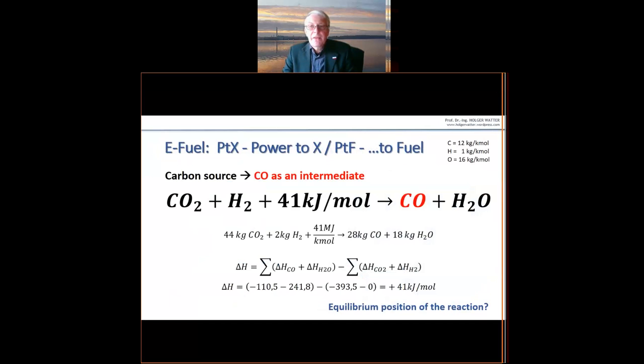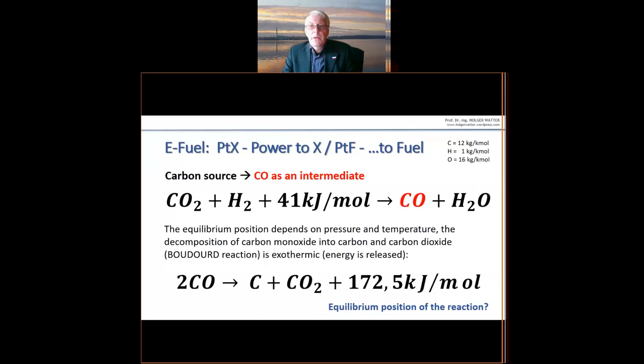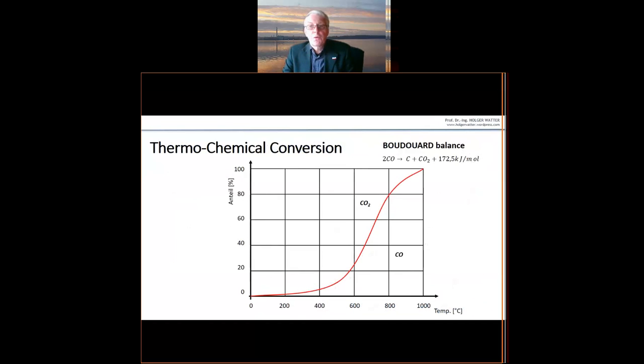Power to fuel means there are various ways of producing liquid fuels. Carbon monoxide forms the basis for this. For this purpose, the carbon dioxide is split with the help of hydrogen. The equilibrium position depends on pressure and temperature. The decomposition of carbon monoxide into carbon and carbon dioxide as boundary reaction is exothermic. Energy is released. The figure shows the position of the equilibrium as a function of temperature.